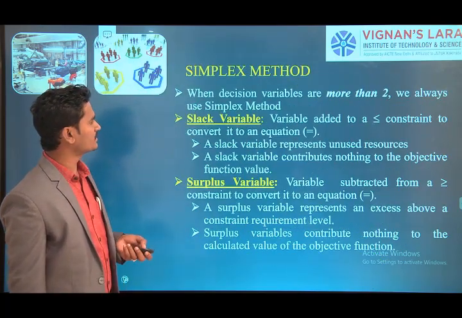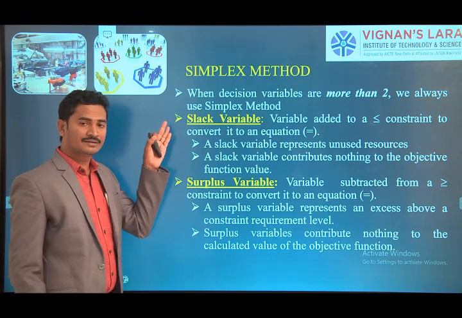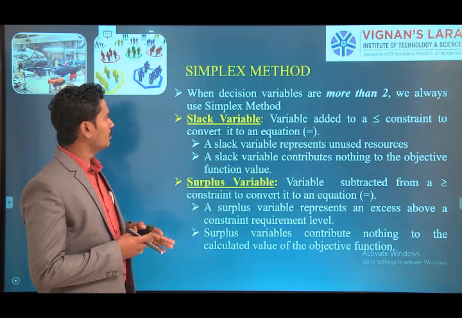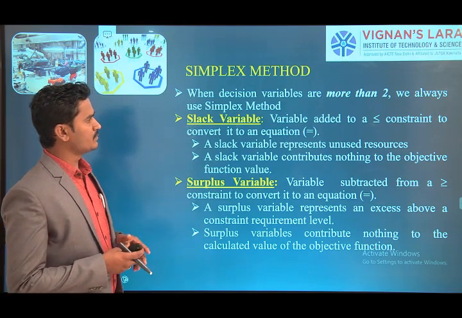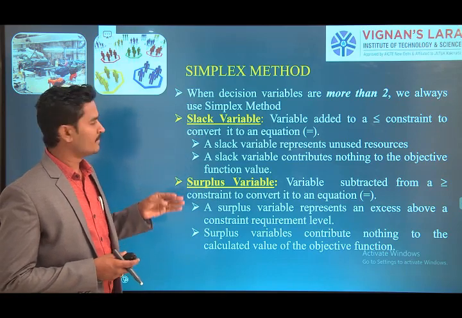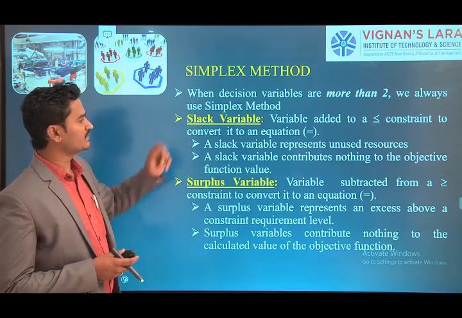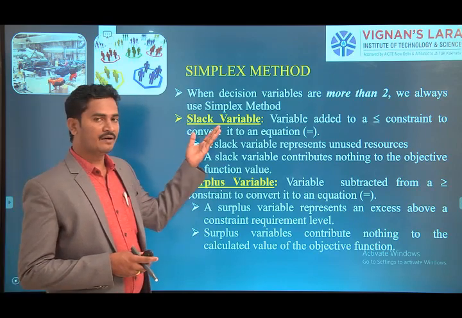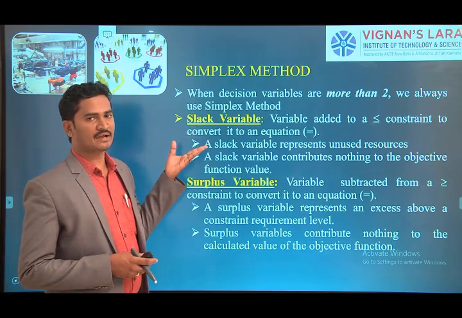Next, coming to the terminology we use in the simplex method, we are going to see this slide. When the decision variables are more than 2, we always use the simplex method. Already we discussed this. Here we have the term slack variable. What is a slack variable? In the graphical method also we discussed slack variables.